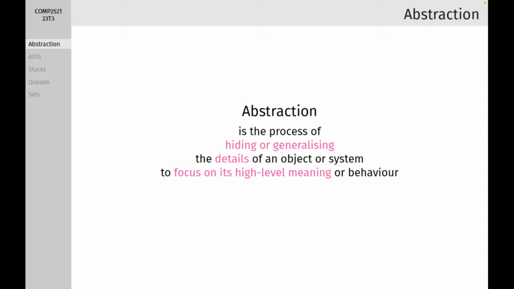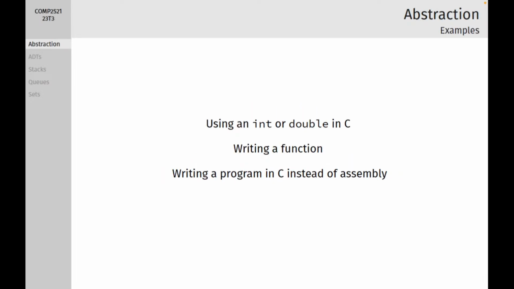Okay, so abstraction is the process of hiding or generalizing the details of an object or system to instead focus on its high-level meaning or behavior. All right, and we'll see what that actually means. So what are some examples of abstraction? One is using an int or double in C, right?